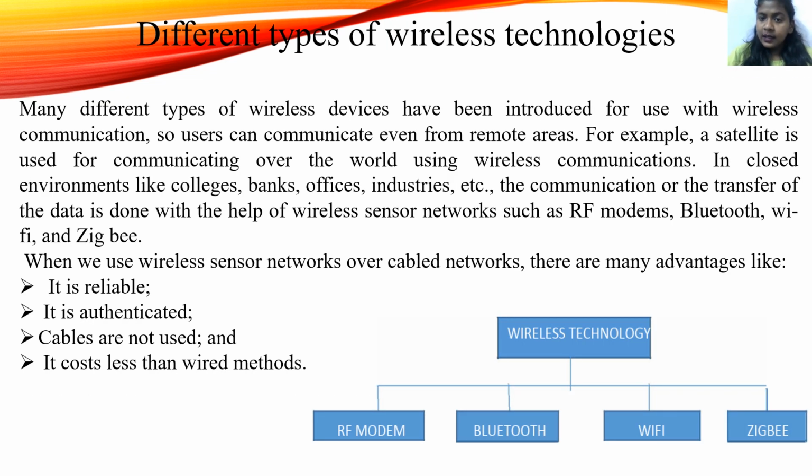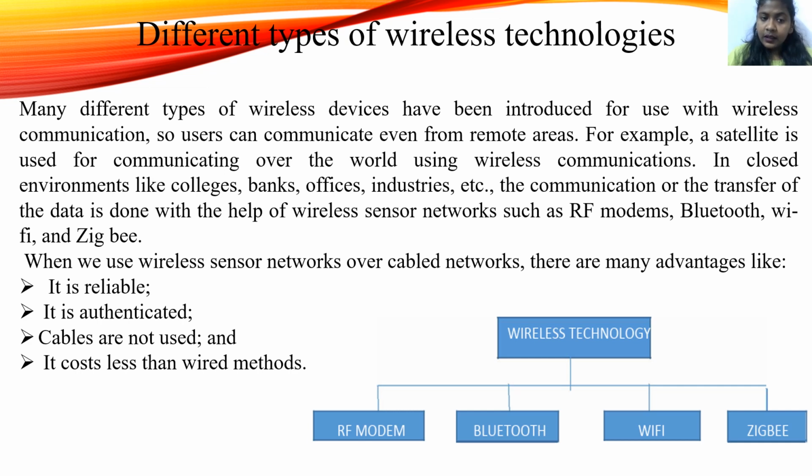Different types of wireless technologies. Many different types of wireless devices have been introduced for use with wireless communication, so users can communicate even from remote areas. For example, a satellite is used for communicating over the world using wireless communications. In closed environments like colleges, banks, offices, industries, etc., the communication or transfer of data is done with the help of wireless sensor networks such as RF modems, Bluetooth, Wi-Fi, and Zigbee.